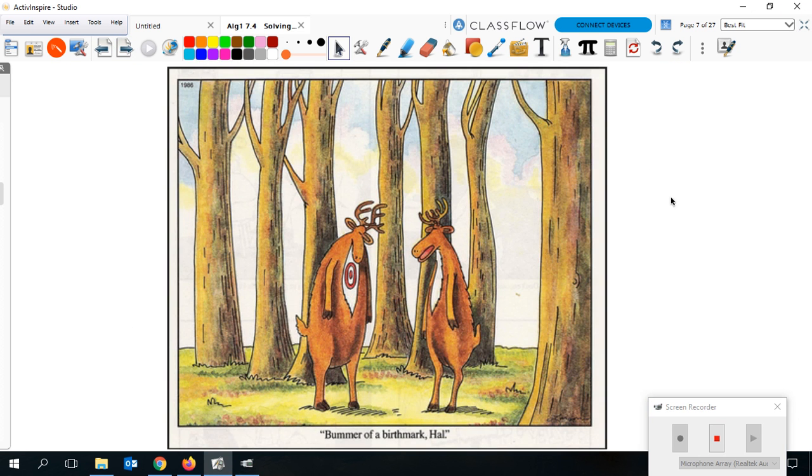Here's our cartoon of the day, a little Far Side cartoon. Bummer of a birthmark, Hal. There's a deer with a bullseye right on his chest. Oh man, that would be a bummer of a birthmark for a deer.